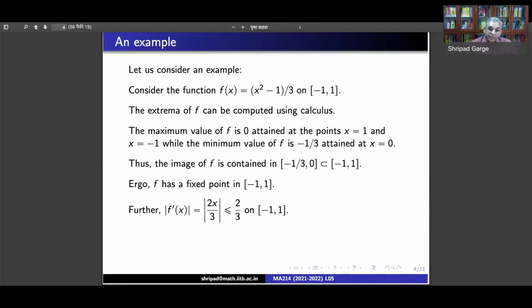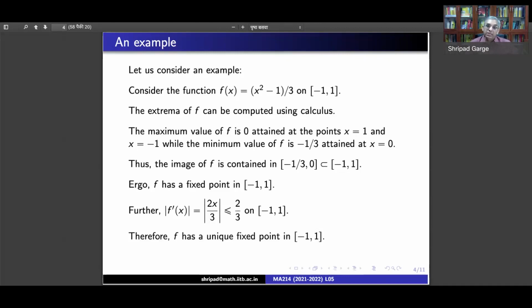Moreover, the derivative property is satisfied because the derivative modulus is mod of 2x upon 3, and on minus 1 comma 1 it is less than or equal to 2 by 3, so it is less than 1. Therefore, there is a unique fixed point in minus 1 comma 1. So our function (x square minus 1)/3 not only has a fixed point, but the fixed point is unique because the derivative satisfies that condition, that mod of the derivative on the whole interval is bounded above by a constant which is less than 1.